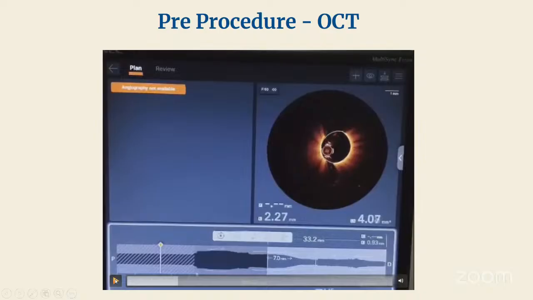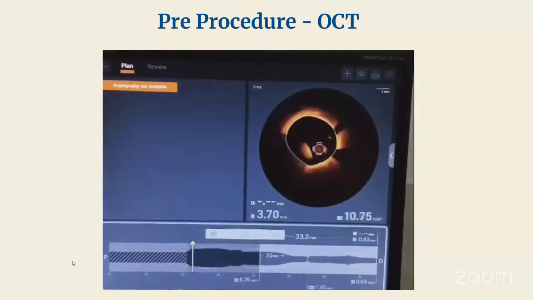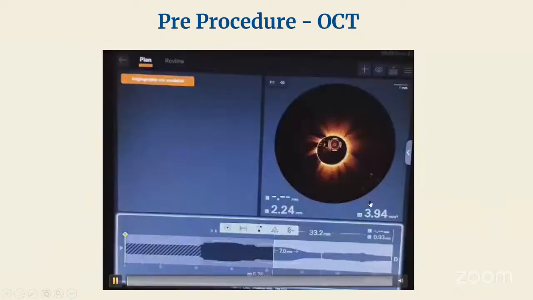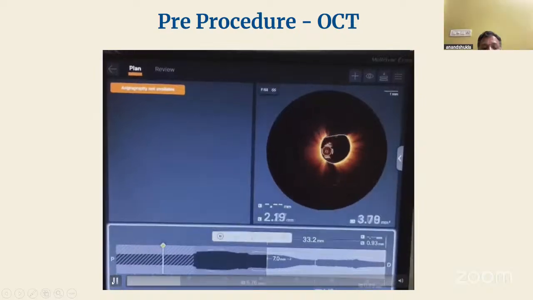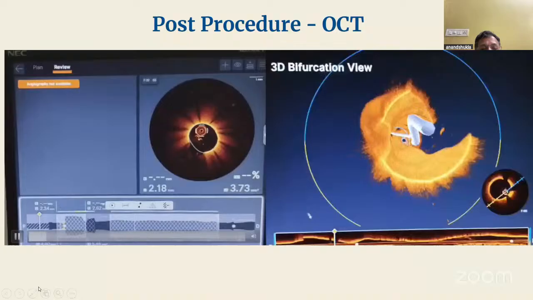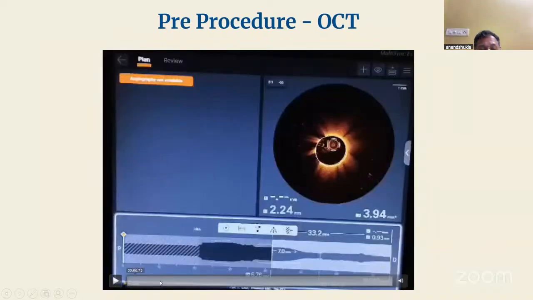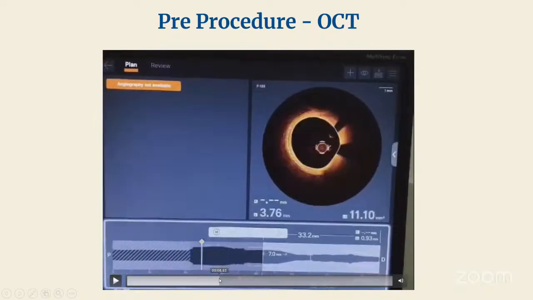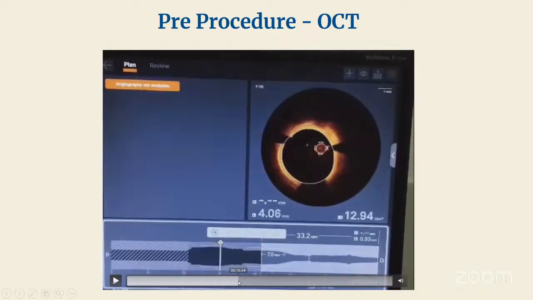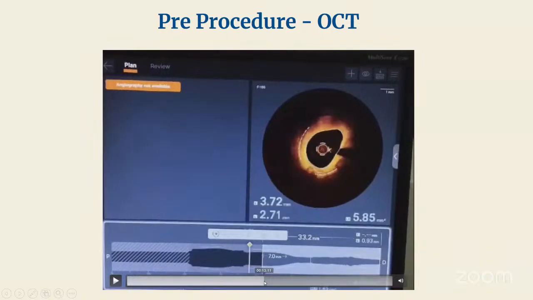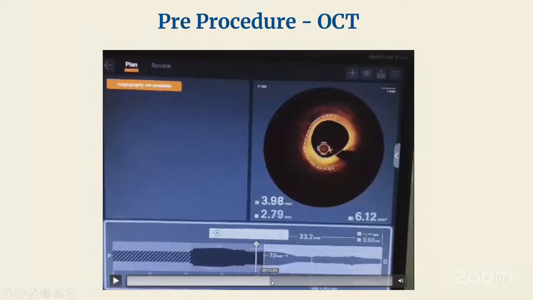So now, this is the OCT. This is the pre-stent run. This is the left main, and here you can see that it is a very healthy left main. As you come closer, this is the bifurcation, and then the LAD part will come. This is the fibrotic part, but the area is 6.1. That is the reason Anand Bhai left that part alone.